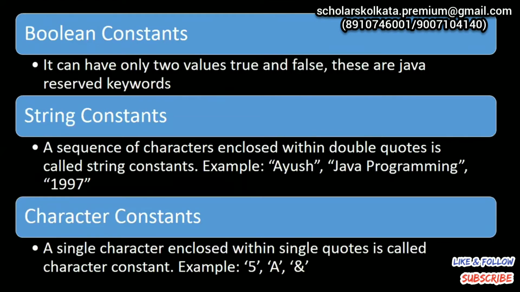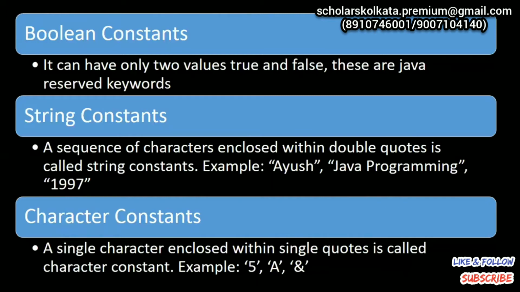Now we will see what Boolean constants are. Boolean constants are the values true and false. These are Java reserved keywords, and we cannot use them for naming any identifier. Then string constants. String constants are constants which are enclosed between double quotes. For example, Ayush, a name which is in between two double quotes, and Java programming, which is also in between two double quotes.